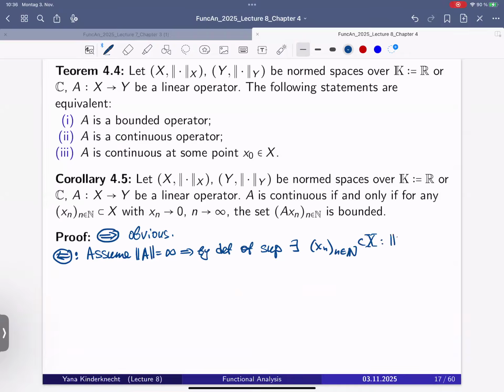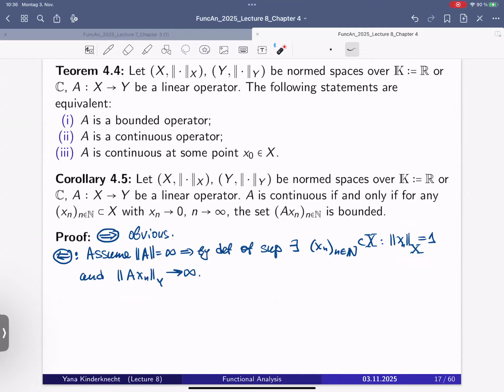such that all elements live in the unit sphere and the norm of A of xn in Y tends to infinity. So again, the norm is the supremum over such set of such things. So hence there exists a sequence which, how to say, approximates this supremum.